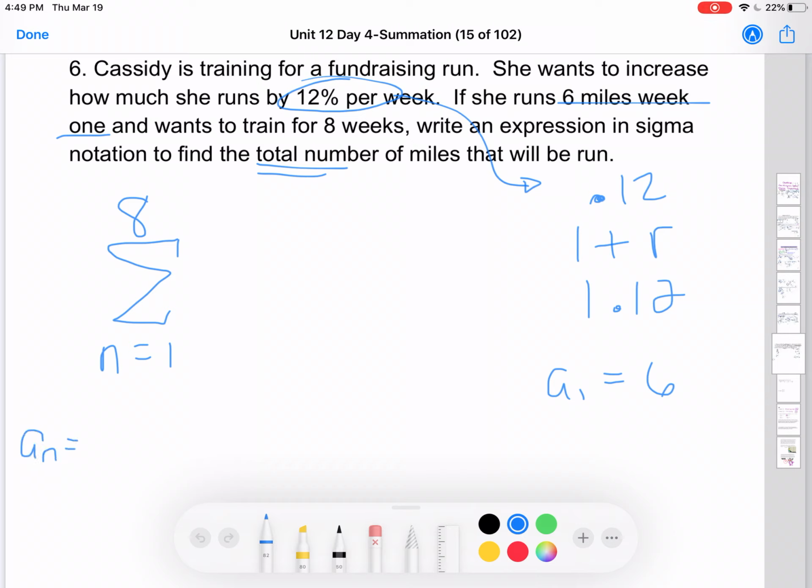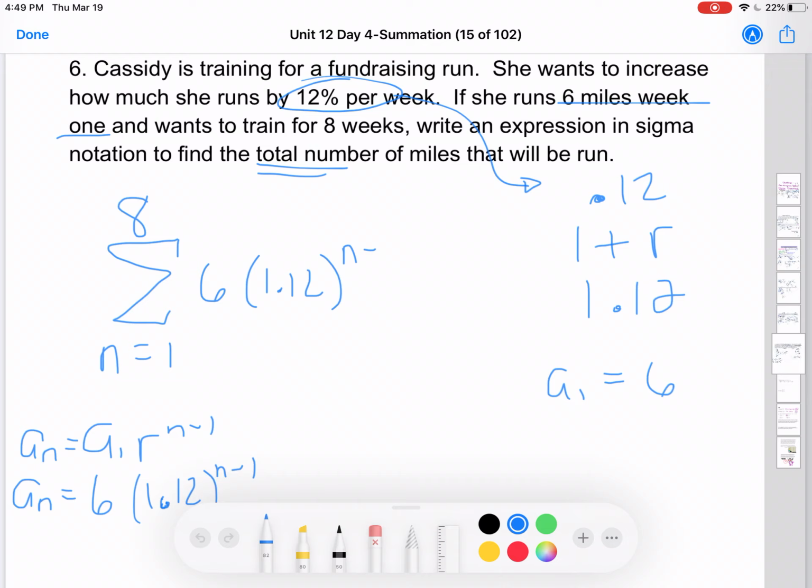I'm going to have to write an explicit formula for geometric again, just like we did for the previous question. I'm just going to use the space over here. So a sub n equals a sub 1 times r to the n minus 1. That's where we're going to put our rule. So a sub n equals the first term, which was 6 miles. The common ratio is 1.12 raised to the n minus 1. And I'll throw that rule right in here. Okay, so we wrote our own sigma notation.